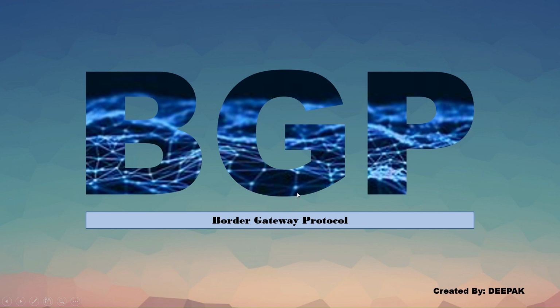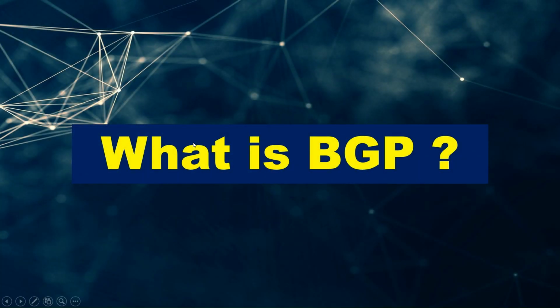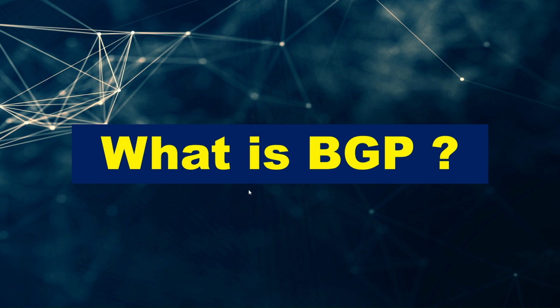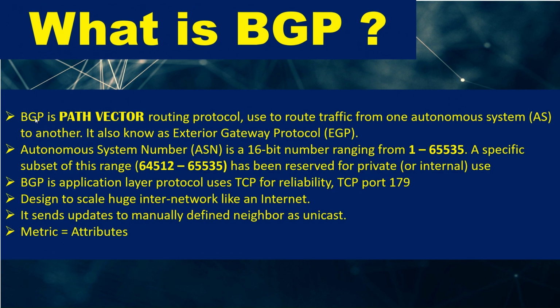So let's start the theory portion. So very first question, what is BGP? Let me take a laser. Okay. So what is BGP? BGP is a path vector routing protocol used to route traffic from one autonomous system to another autonomous system. It is also known as the exterior gateway protocol.